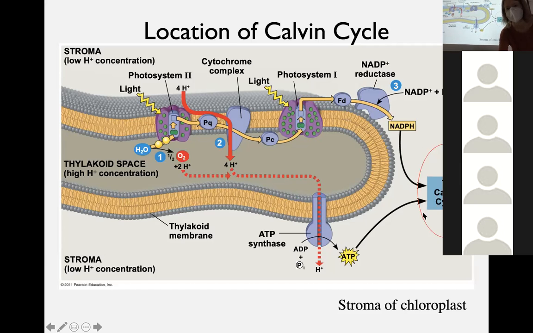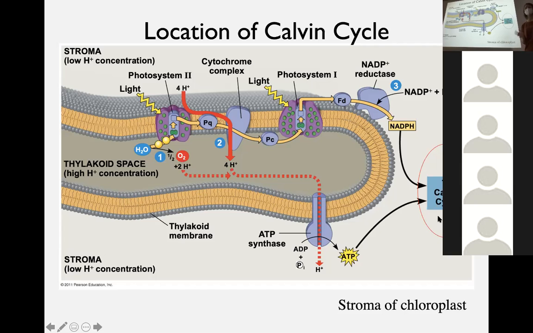So we're going over here to the Calvin cycle. Make sure you guys can see that. Okay. That's happening in the stroma of the chloroplast. The stroma is just the liquidy stuff that fills up most of the chloroplast outside the thylakoid. We need to know that. Yeah, the stroma of the chloroplast.